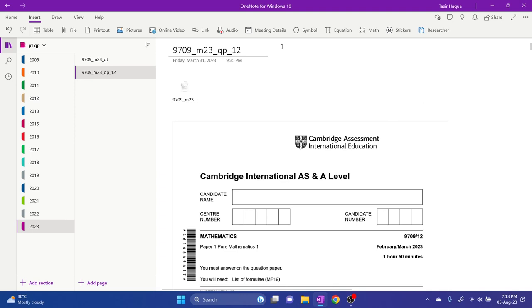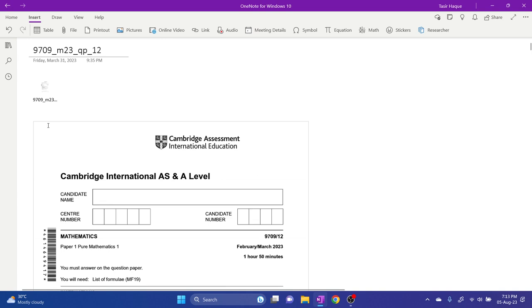Hi guys, we're solving this math paper today. This is 9709, paper 1-2, Pure Math 1, February/March 2023. The time is 1 hour 15 minutes.